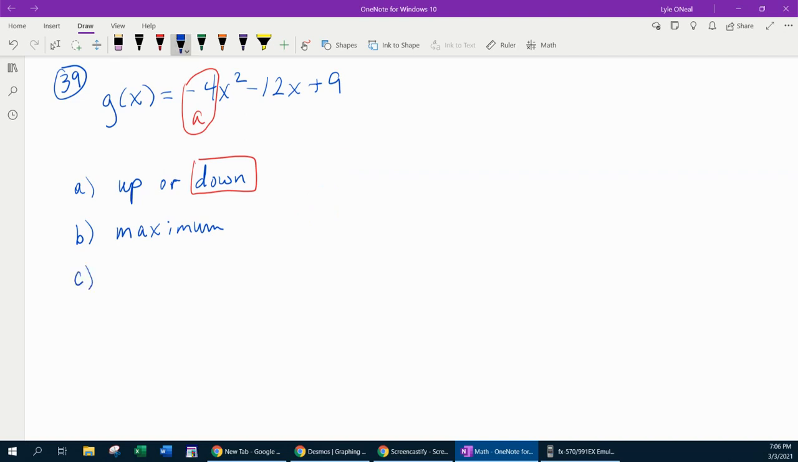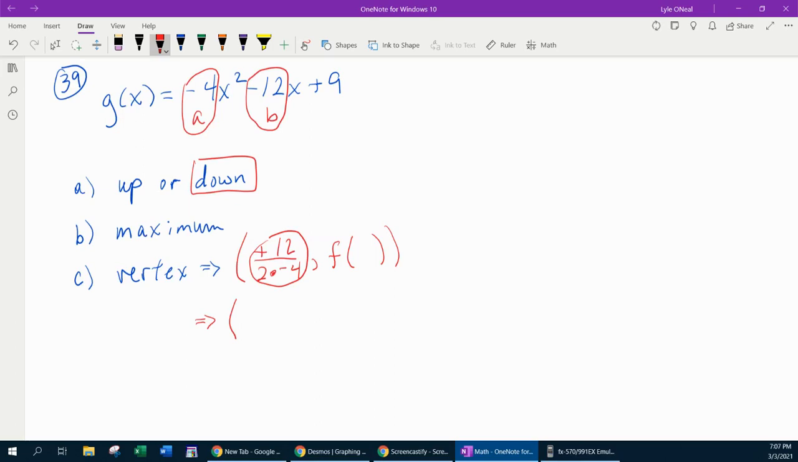Part C, the next thing we're going to find is the vertex. Now, since we're in standard form, we're going to use the vertex formula, which says -b over 2a. b is -12, minus a negative makes it a positive. So that's going to be 12 over 2a, which is 2 times -4, and then f of whatever we get here.